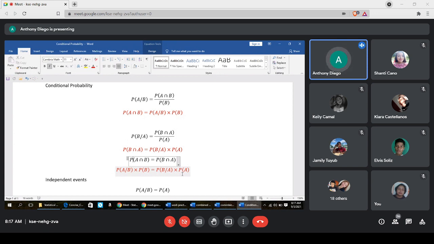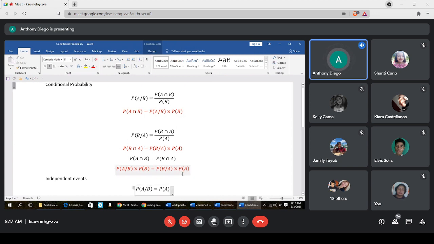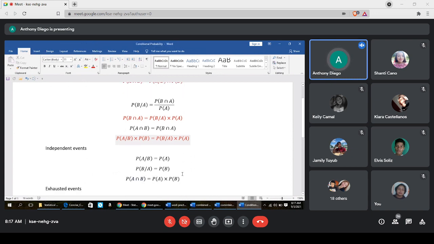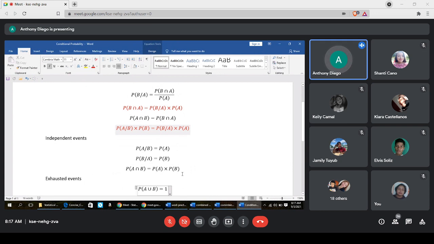So in the case of independent events, we mentioned that the probability of A given B is equal to the probability of A. The probability of B given A is equal to the probability of B. And that the probability of A intersecting B is equal to the probability of A times the probability of B. And remember that we have used that formula to solve some problems. Then we also look at exhaustive events, whereby we have that A union B is equal to 1, whereby all the elements have been used up in this particular set.